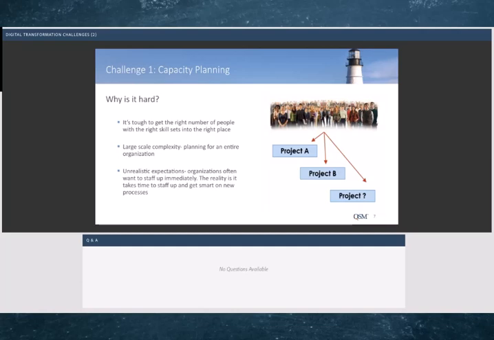Number three, unrealistic expectations. Organizations want to staff up quickly. The reality, though, is that it takes time, and it takes time to get smart on new processes. And that's usually what we're doing with transformation programs. We're learning new things. We're trying to implement new processes. So getting the right people in place, the large scale complexity of everything, and then just the expectations of trying to get everybody staffed up and smart on the new processes quickly.